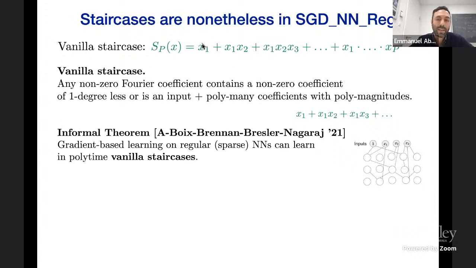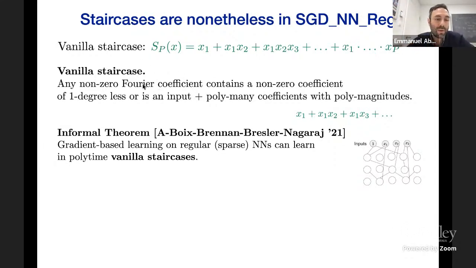So we generalize a little bit this class of functions. This is the very vanilla staircase, but more generally what we call the vanilla staircase is any function with poly-many terms of polynomial magnitude for the coefficients, such that any non-zero Fourier coefficient contains another non-zero Fourier coefficient of one degree less, or is an input. So it could be what I wrote there or any permutation of that, or it could be a staircase which has multiple branches, for example, X1, X2, et cetera, but you can go another path that goes X1, X3 and take another branch.